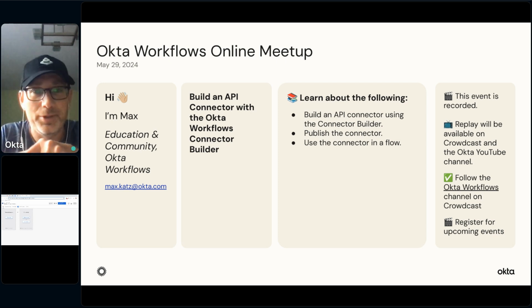Now, today's topic is a pretty cool one. I'm going to show you how to build an API connector in Okta Workflows using the connector builder. More specifically, we'll use the connector builder to build an API connector, we'll publish the connector, and then we will actually use the connector in a flow.